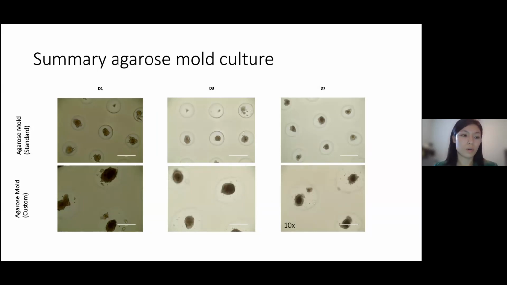The first row was the agarose molds that we would most of the time use. They're standard molds, and these grew well. And the second row was a custom mold that my mentor had made to help measure the size of the organoids. At first they grew very well, and they even grew larger than the standard molds. However, over time, we saw they decreased in size and shrunk a little bit.